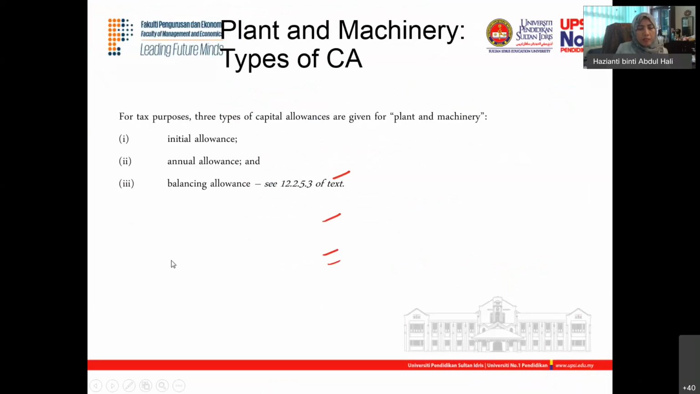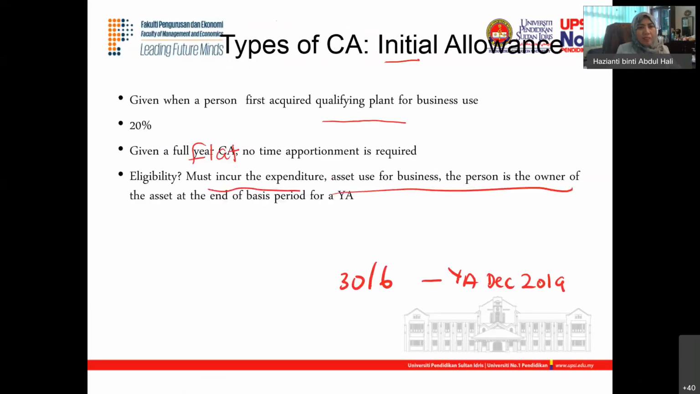Alright, so kalau ikut dekat sini dia kata ada 3 lah but balancing allowance ni kita akan tengok later, so ignore the C tax ni. This is based on the textbook that you don't have. Alright, so the first one is initial allowance. So for initial allowance ni, when the person first acquired plant for business use, 20% flat rate. Given a full year, no time apportionment is required.